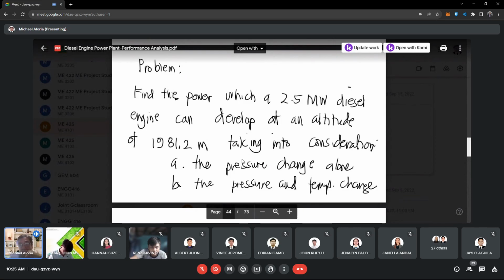Ikaw, Jose Solo de las Alas, ang magsosolve ng letter A. Ikaw naman, Biko, ang letter B. Ipakikita mo ang solution. Go. Pero yung iba, mag-solve din ha. Kaya tatawagin ko isa-isa maya-maya.